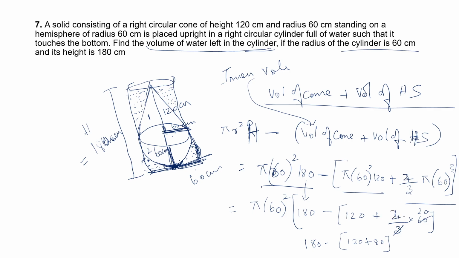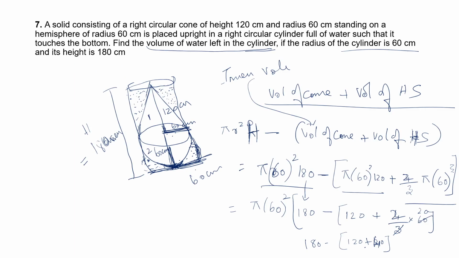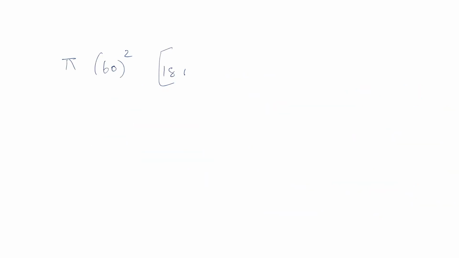Sorry, 2 by 3 pi r cube, so here 40. 180 minus 160, so this will become, I am writing here again, pi into 60 square into 180 minus 160, 180 minus 160, 20. Pi we are taking as 22 by 7 into 3600.